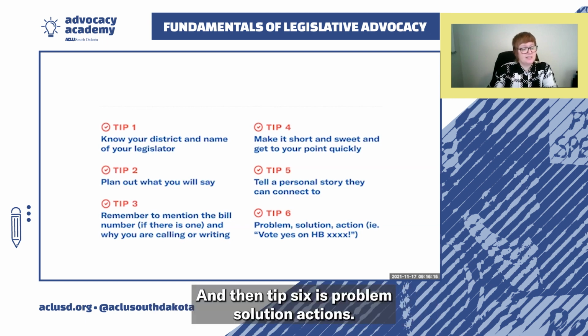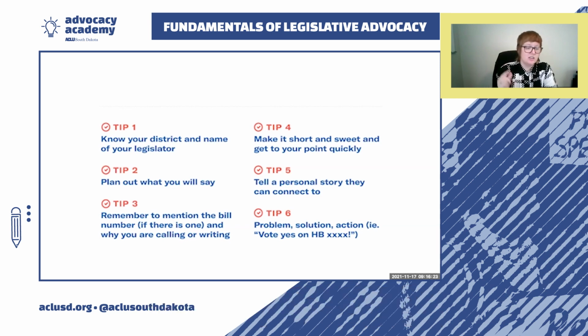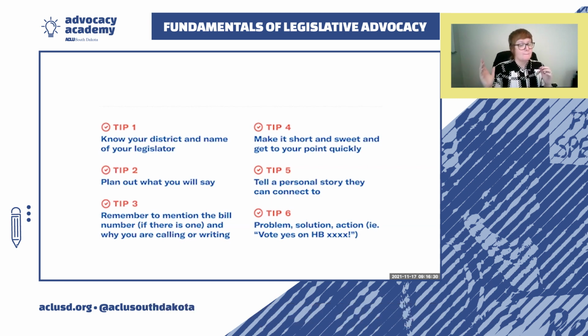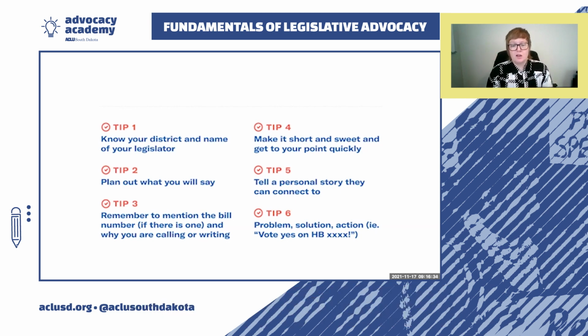And then tip 6 is problem, solution, action. So you want to state the problem, state the solution, and ask and tell them that you need specific action. So you want to say, vote yes on HB 1199. Make it simple. Make sure they know exactly what you want from them.